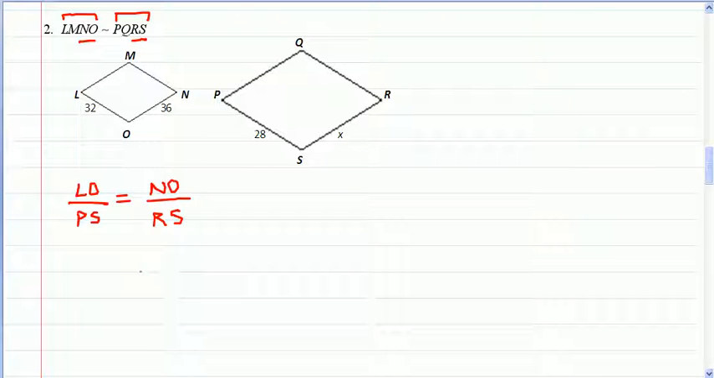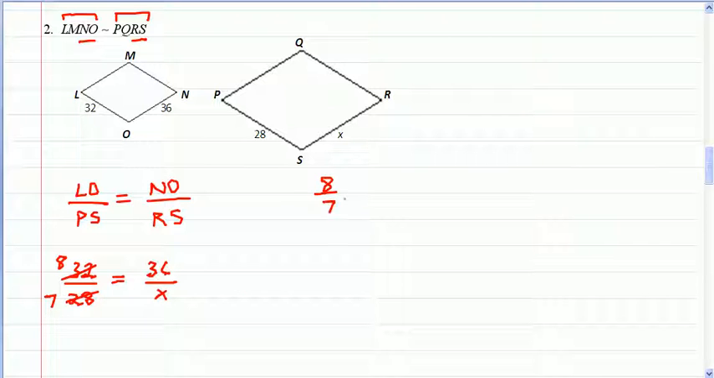And once I have my proportion set up, now I just fill in the numbers. So it's 32 over 28 is equal to 36 over x. Now you can cross multiply here, but if you'd like, you could reduce the 32 and 28 by 4. So when you divide 32 by 4, I get 8. 28 by 4, I get 7. You don't have to do this, it'll just make the calculations easier.